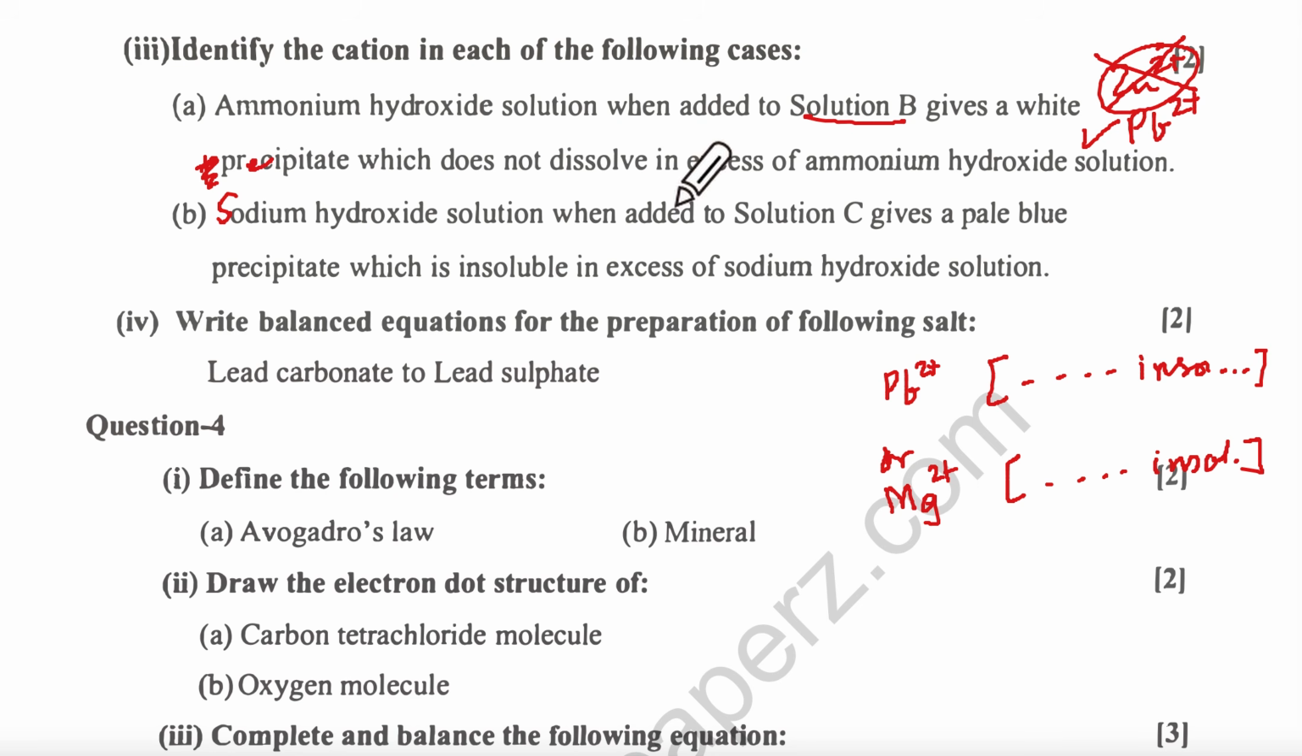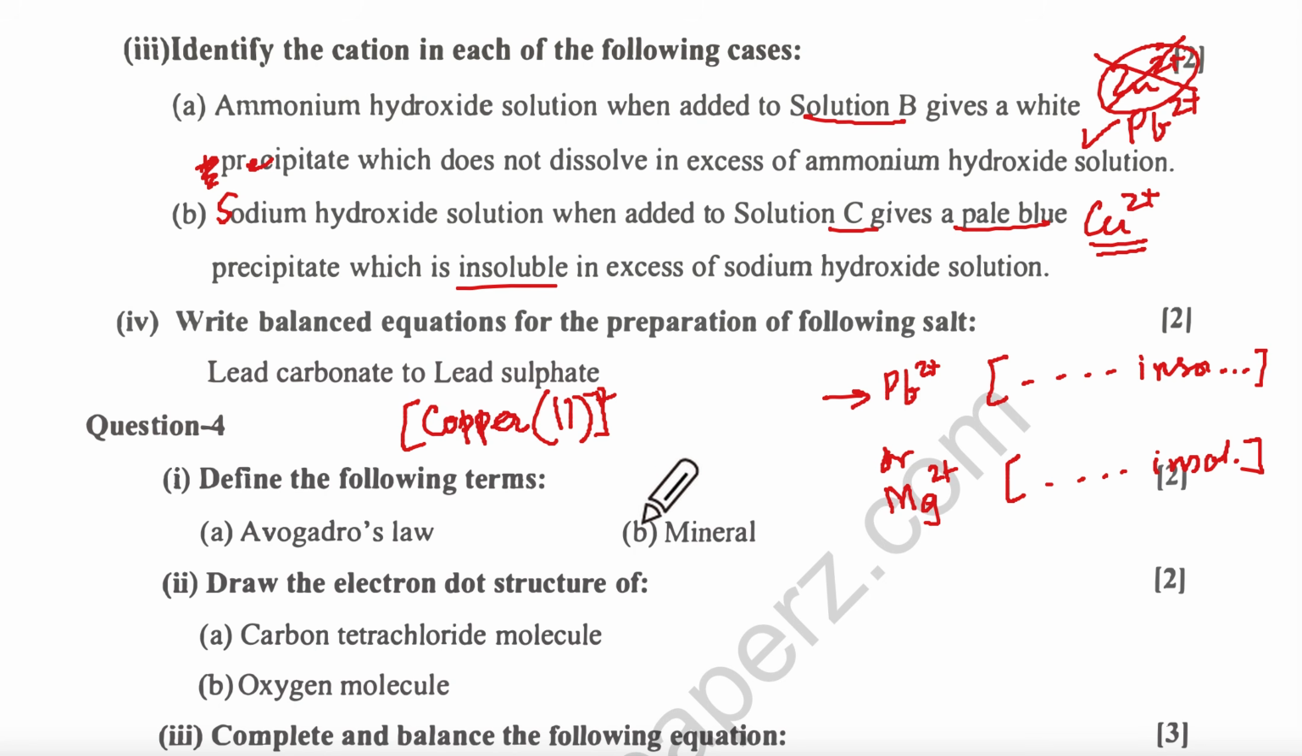Sodium hydroxide when added to solution C, it gives pale blue. That means it will be Cu2+, which is insoluble. So confirm that it is Cu2+. Now when it is copper, what I told you to write, we wrote this way. But in the exam, what did I tell you? I told you to write like this, correct? Yes, ma'am. Copper 2+. This is how you will write, okay? Yes, okay, ma'am. And this will be your lead 2+.